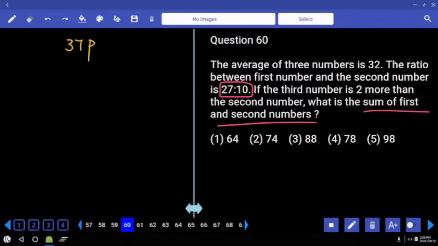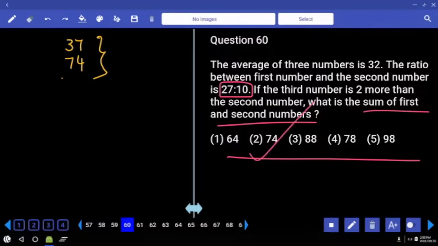Sum is equal to 37 parts. The answer should be a multiple of 37 only. Can you tell me 37 multiple, 37 2 times, 3 times? 37 3 times is 111, which is a 3-digit number, right? So options are all 2-digit numbers, so you don't have to bother about 3 times and more. So the answer must be either 37 or 74. There is only one, second option, final answer. Done.